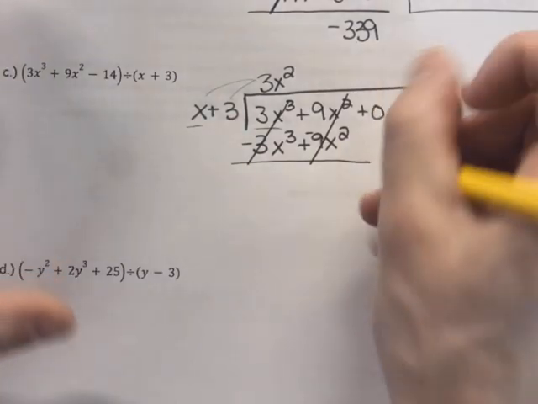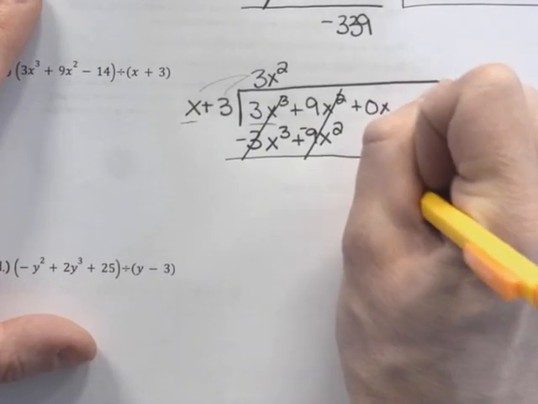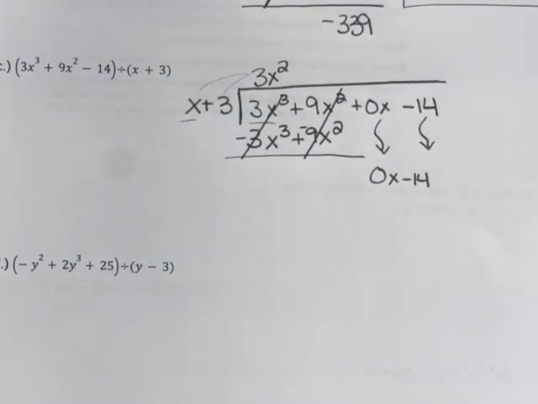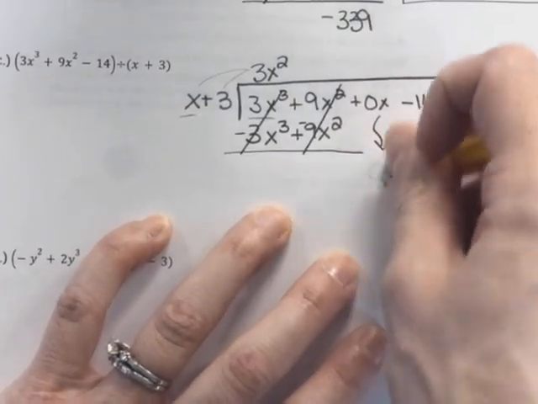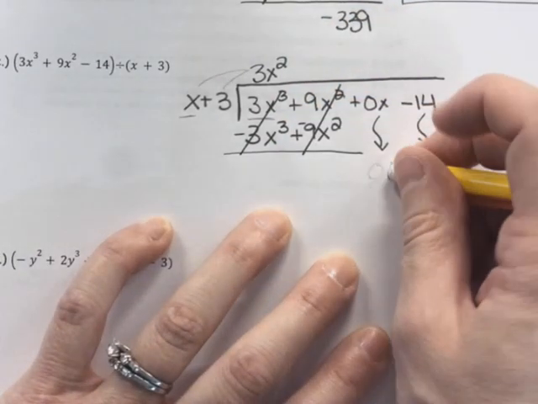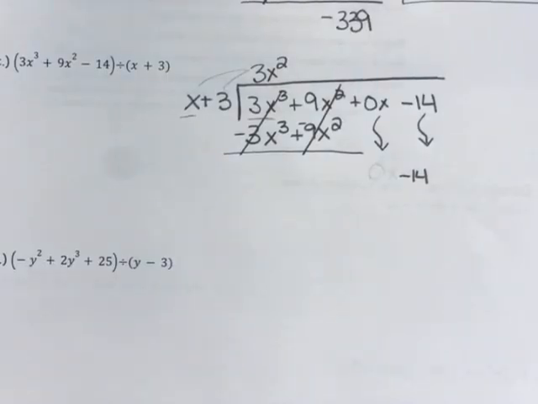Now, if I bring this down, let's bring down both of them and look at what we've got left over at this point. I've got 0x minus 14. So do you agree if it's 0x, thank you. Do you agree that I really just have a negative 14 left over because the 0x does nothing for me? Okay, so I'm going to get rid of the 0x.